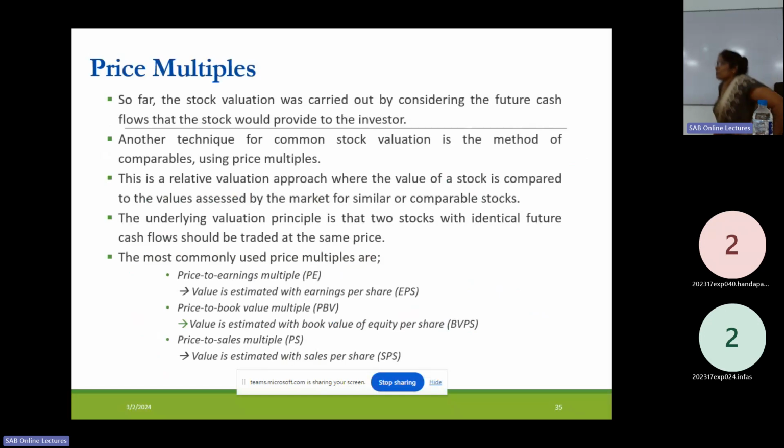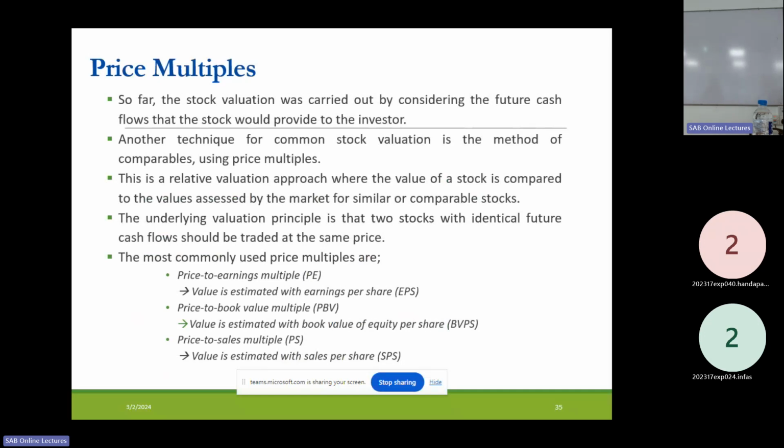Right. So we are moving to the price multiples. So far we discussed equity share valuation based on the expected dividend and expected price. When you apply the dividend discounting models, you should know what the expected dividend and the expected price are. As I explained at the beginning, equity share valuation is difficult, not like the bond valuation or the preference share valuation.